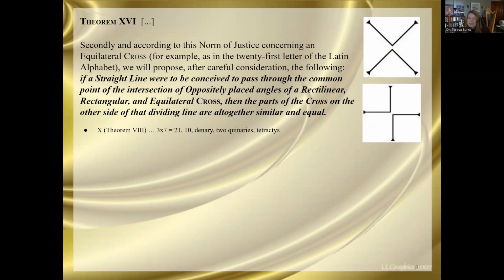And at first that seems kind of puzzling, right? 3 times 7 is 21. Yeah, right. Great. 777.